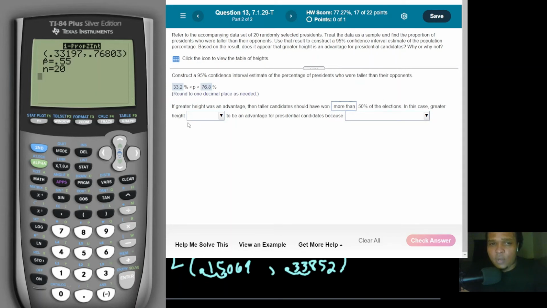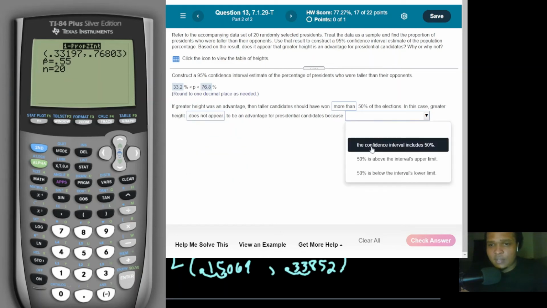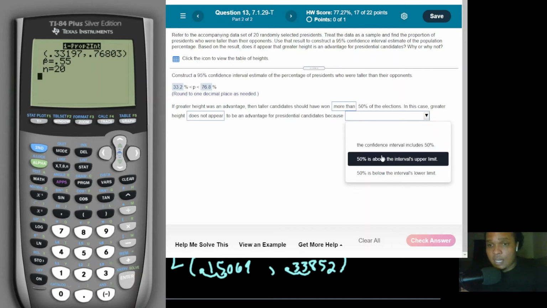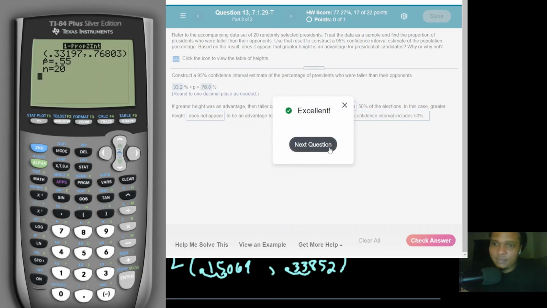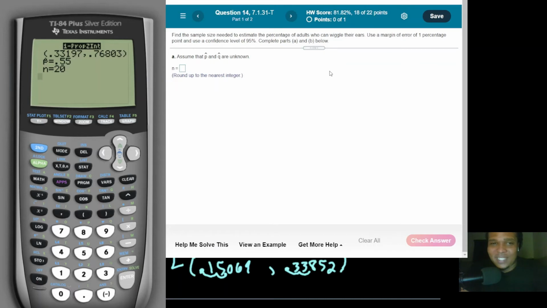In this case, greater height does not appear to be an advantage because, okay, this confidence interval does contain 50%. Yes, it does. Let's see. Got it right. I'm not cheating, I promise. All right, let's keep going.